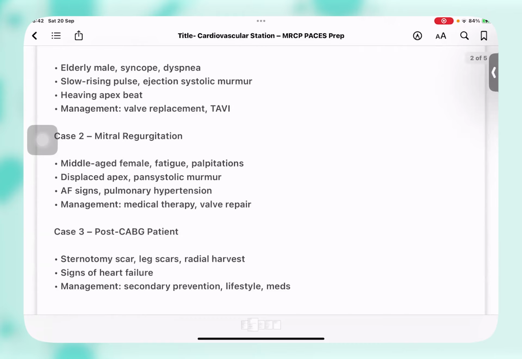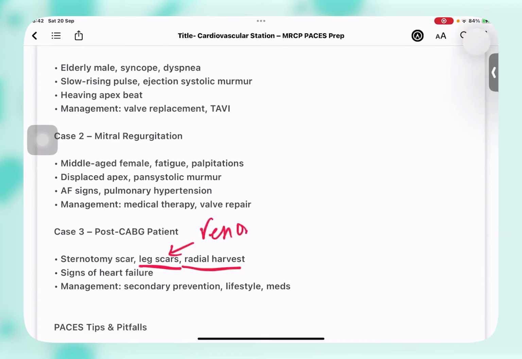Then the third type of patients that are usually kept are post-CABG patients coming for routine checkup. So they will have a sternotomy scar, a radial harvest. You see here radial harvest? So radial scar or leg scars is venous harvest. Then look for the signs of heart failure. What are the signs of heart failure?